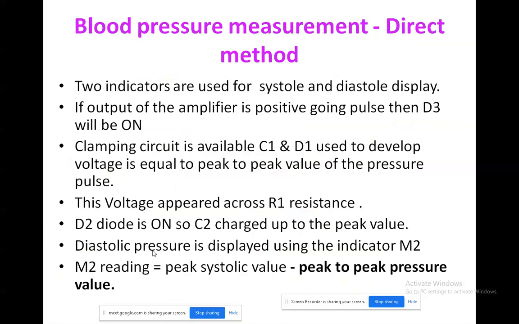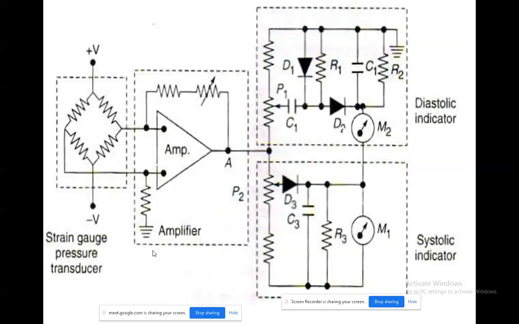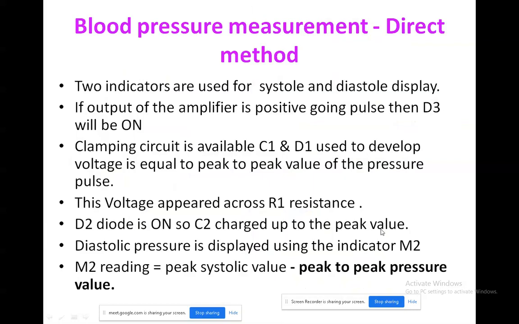A clamping circuit is available, that is C1 and D1, used to develop a voltage equal to the peak to peak value of the pressure pulse. So clamping circuit D1 C1. Okay, in here D3 C3 is another clamping circuit, two clamping circuits. So the diastolic and systolic indicators have individual clamping circuits. So the voltage which will be appearing across the R1 resistance will be giving you your systolic and diastolic pressure.